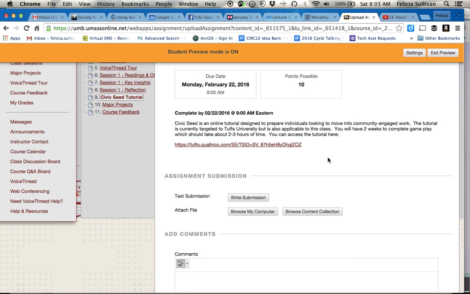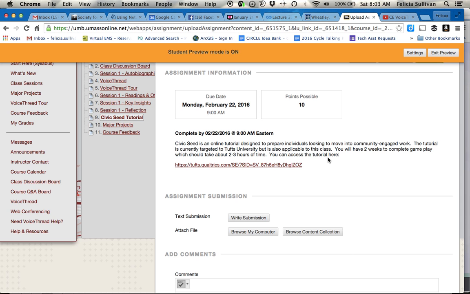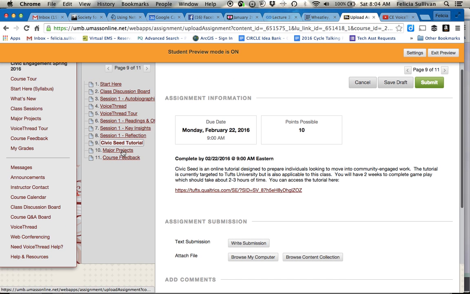It's also got a bunch of sort of reflective pieces in it. I was still testing this out with UMass Boston students. It was originally created for folks at Tufts University, so we'll see how that works. And then every week there's a link to the major projects, so you always know where to find them, although they're also on the sidebar here. And then an anonymous course feedback form if you want to share with me anything that is working well or not working well with the course. You can work your way through that.